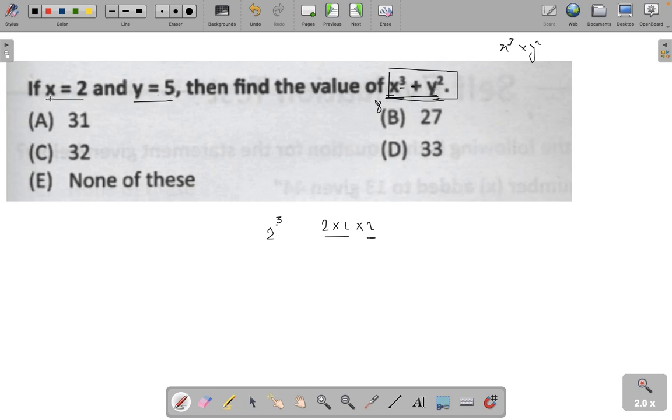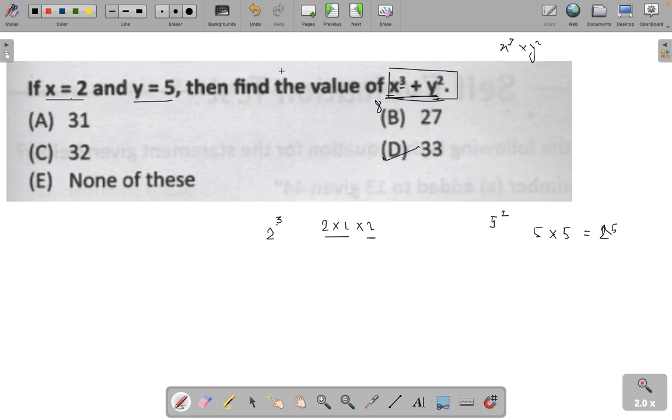And y square. Instead of y, we just have to substitute 5, because it is saying x equals 2 and y equals 5. So 5 square. Just like 2 cube meant 2 times 2 times 2, 5 square means multiply 5 with itself 2 times. So this will become 5 into 5, which is 25.